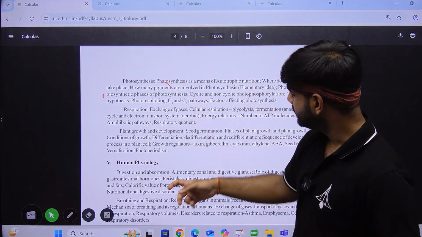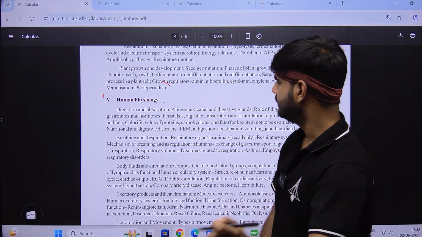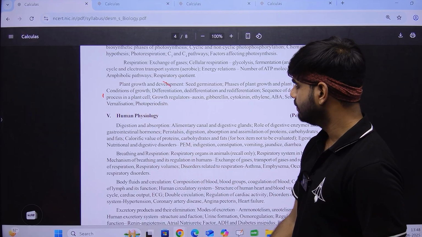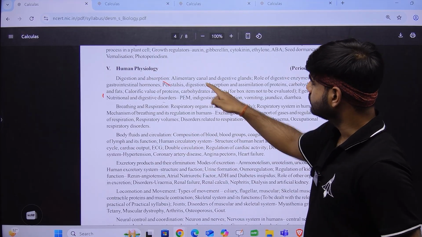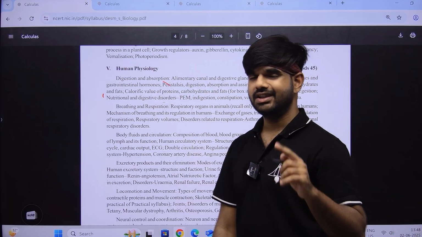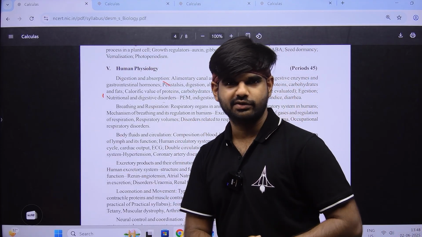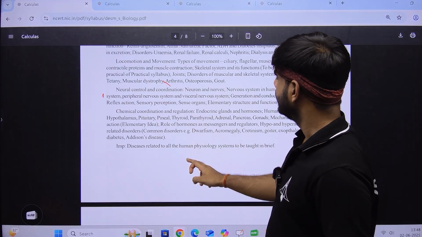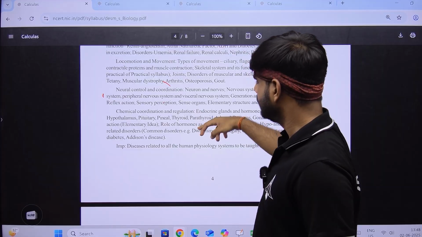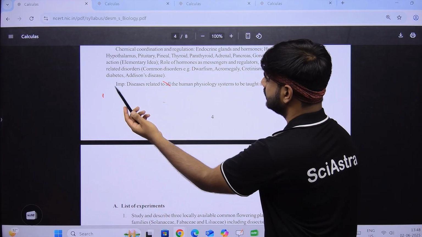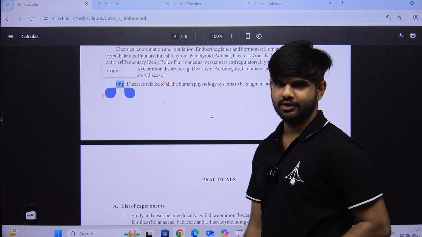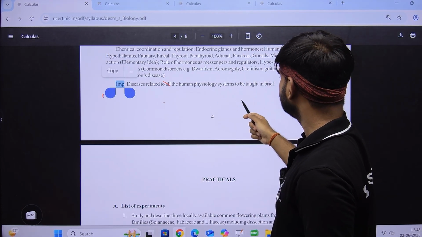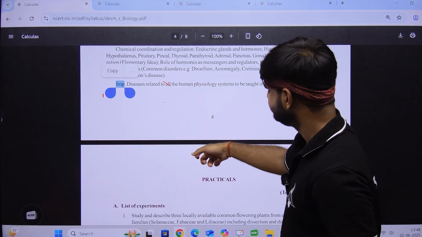These are okay chapters. Human physiology again is important. Digestion and absorption, okay, breathing, respiration, body fluid circulation, excretory products. So some of these topics are very important. How can I say that? You can go through the previous questions of NEST bio section and you can see yourself, right? Then after that we have neural control, okay, and we have seen that the important chapters have already been marked over here. So these are diseases related to all the human physiology systems to be taught in brief.